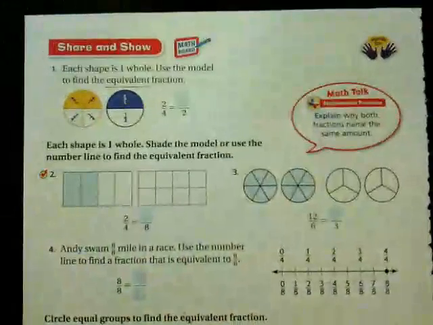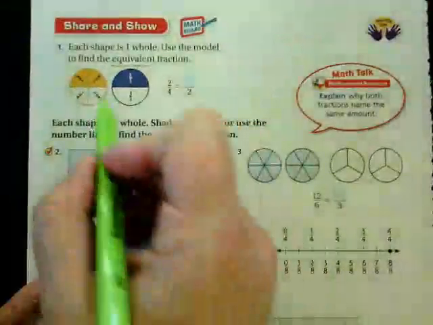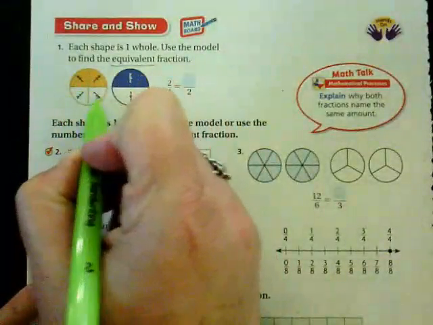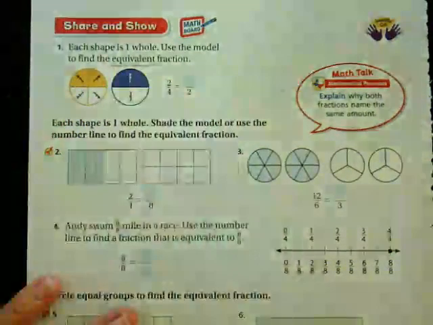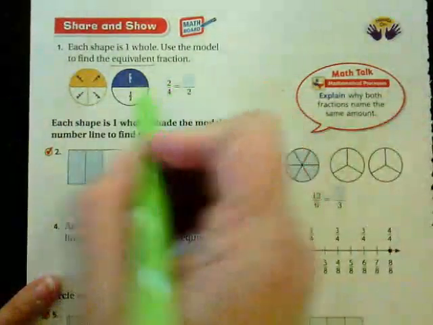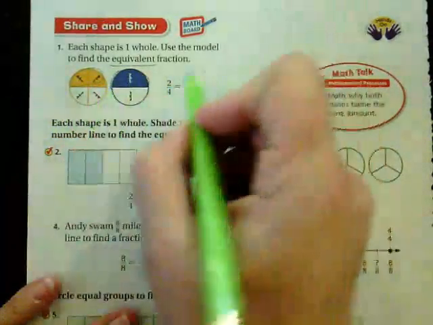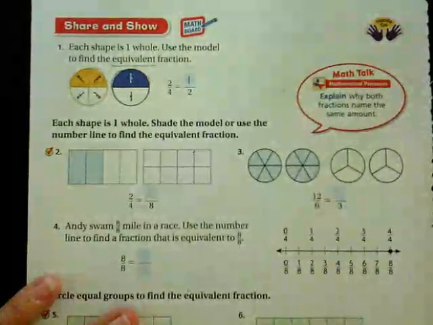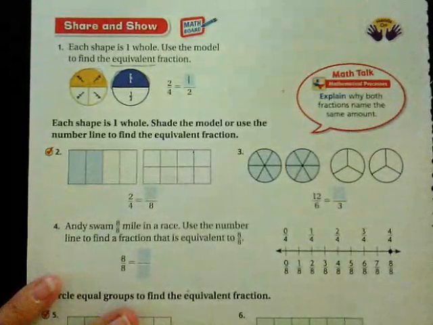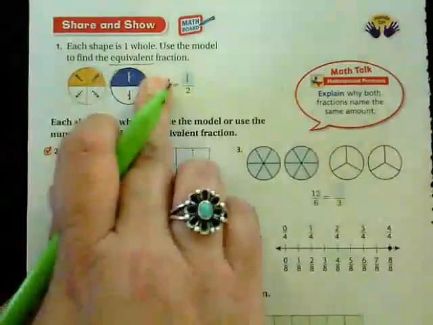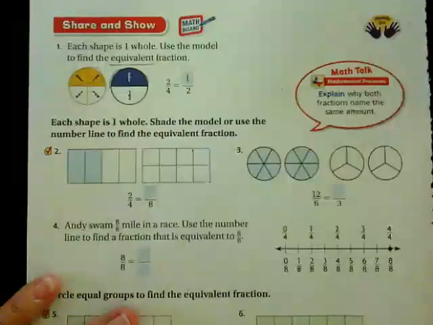Equivalent means equal to. So I have one circle that's broken into fourths and one that's broken into halves. 2/4 is shaded. What else is shaded on my other one? 1/2. 2/4 and 1/2 are equivalent. They have an equal amount of shaded area.